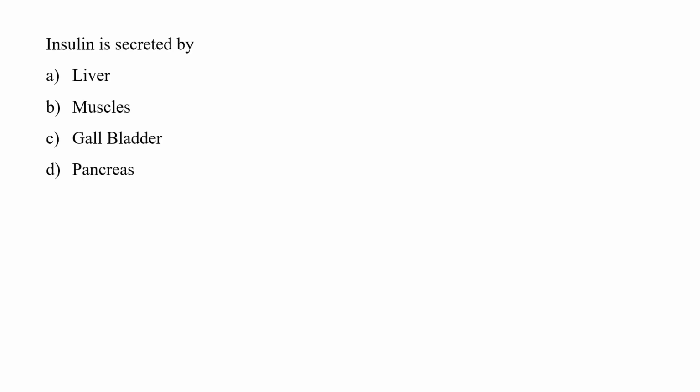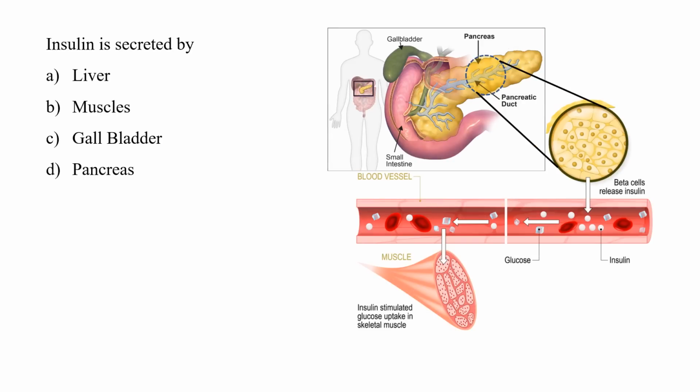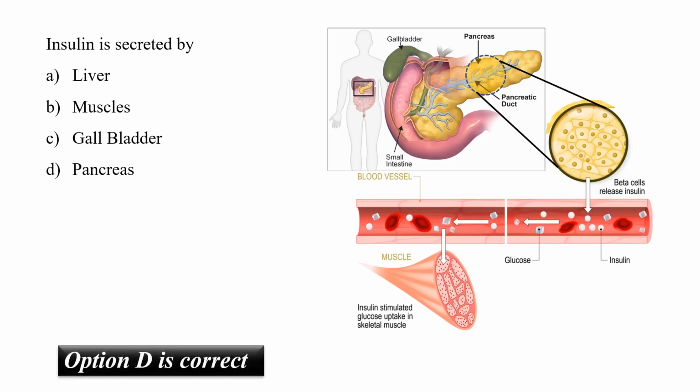Insulin is secreted by liver, muscles, gallbladder or pancreas. The insulin hormone that regulates the level of sugar in the blood is produced by the beta cells of the islets of Langerhans, which is present in the pancreas. So option D is the correct answer.